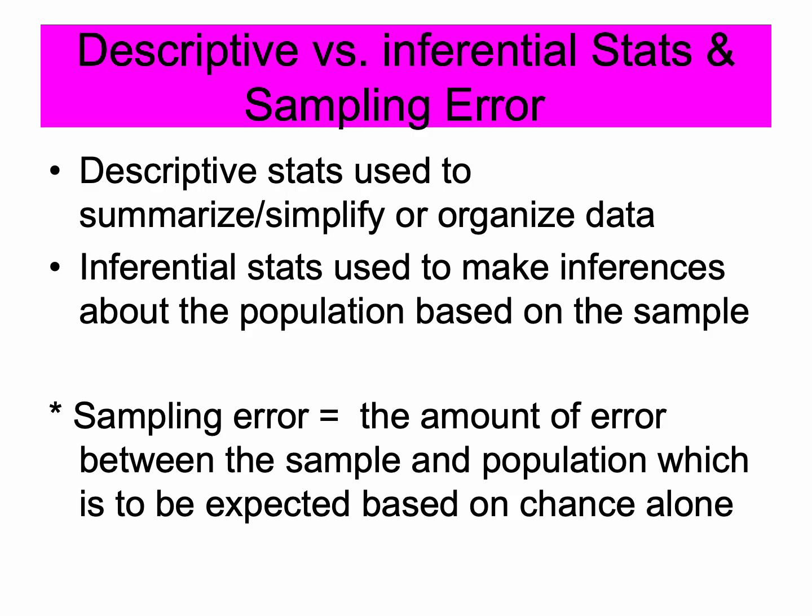One of the really important terms to be familiar with, because it's going to come up throughout the entire semester, is sampling error. Sampling error is the amount of error that we expect between our sample and the population, which is expected just based on chance alone. It's not error in the sense that we did something wrong or a mistake has been made. It's a naturally occurring discrepancy between what we find in our sample and what actually exists in the population.